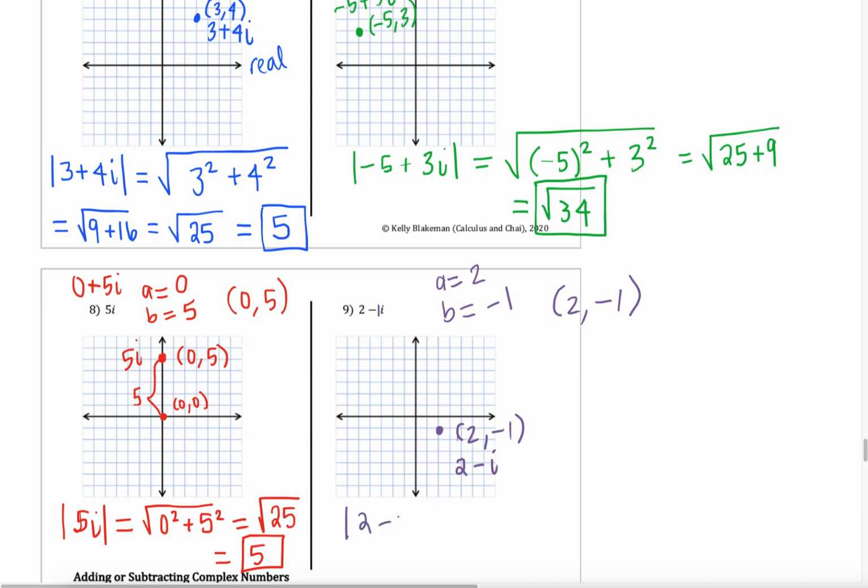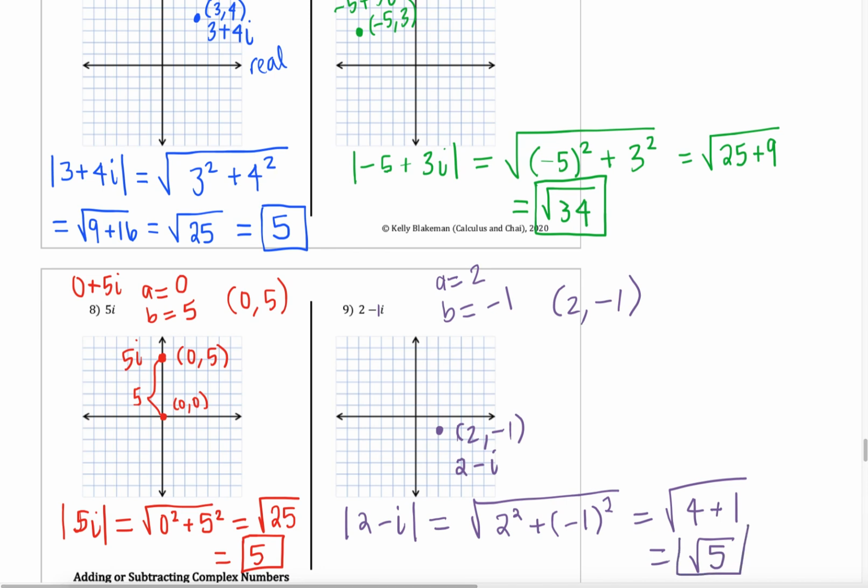Now to take the absolute value of this guy, I'll need the square root of a squared plus b squared. So I'll get 2 squared plus that negative 1 squared, making sure that I have the whole negative 1 in parentheses since I'm not only squaring the 1 but also the negative. Then I end up with the square root of 2 squared is 4, negative 1 squared is going to be positive 1, so we end up with the square root of 5. And in this case, 5 doesn't have any perfect squares inside of it, so I cannot simplify that down anymore.